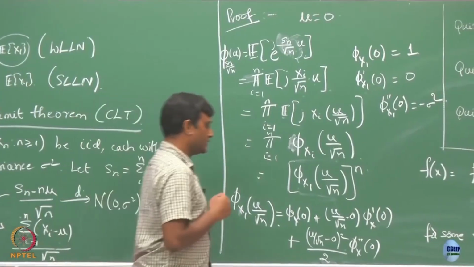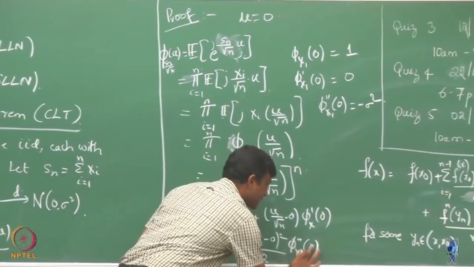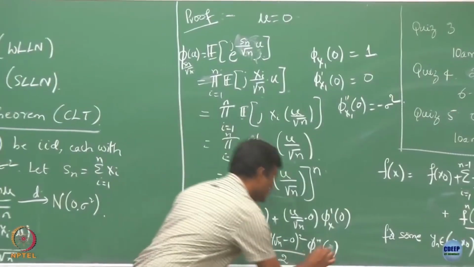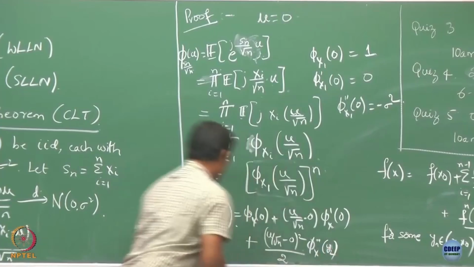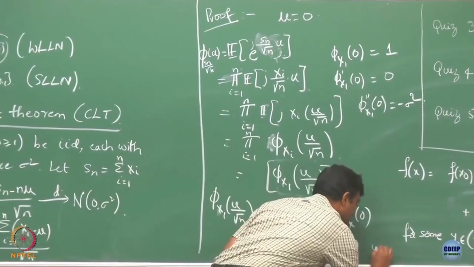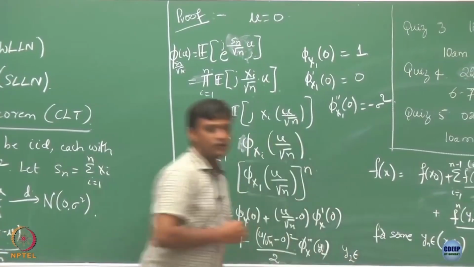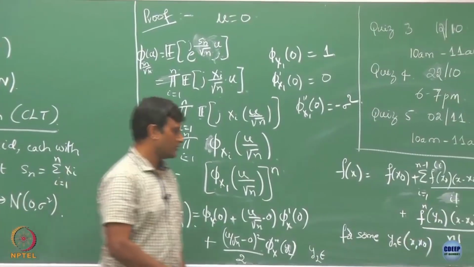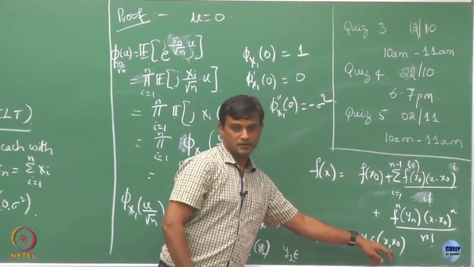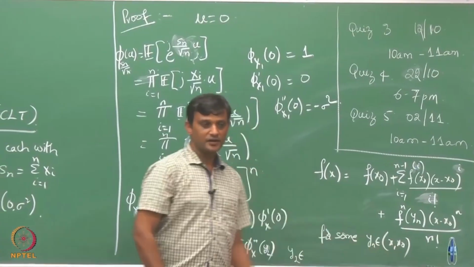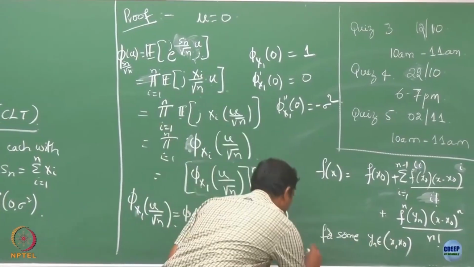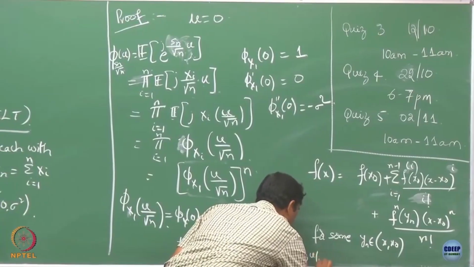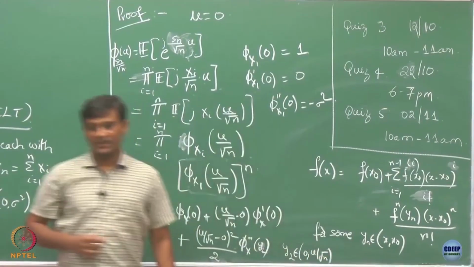And here it is going to be not 0, but a value y2, which is going to be dependent on where that value of y2 will lie: between zero and u by n. Is this correct?